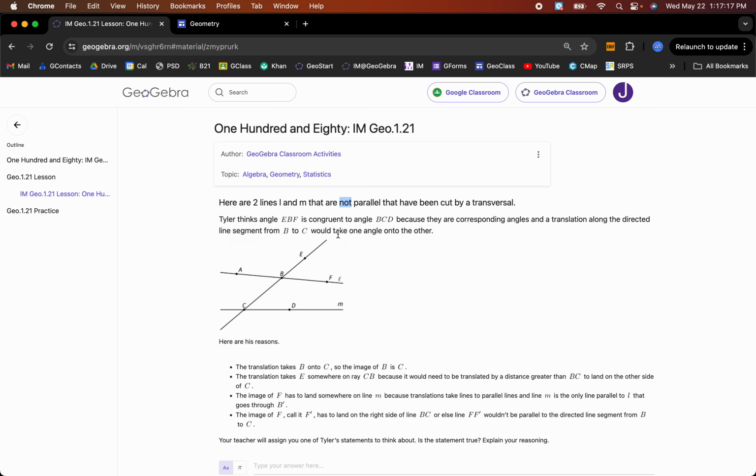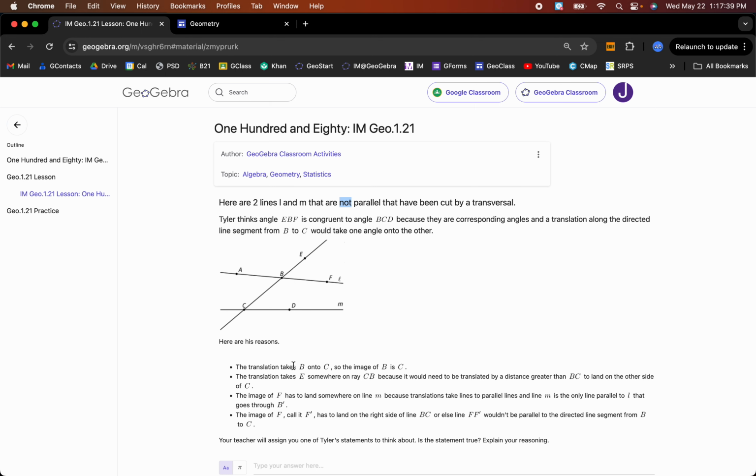And because they're corresponding angles, a translation along the directed line segment from B to C would take one angle to the other. This is his claim. He thinks that if you slide this angle right here down this line, it will match up perfectly with this angle right here. And here's his reasoning.